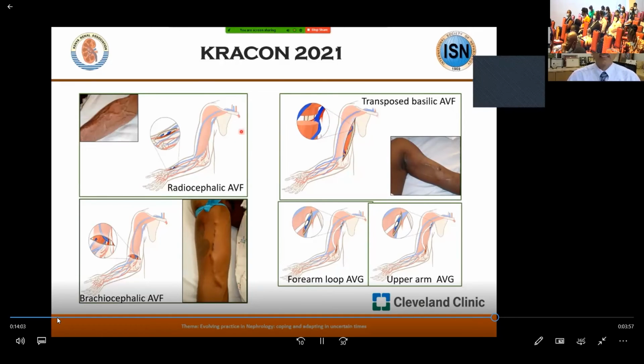And if fistula access is not possible, then a graft is the next best option, where grafts can be placed in the forearm in the form of a loop, or in the upper arm in the form of a straight segment or a loop segment, using any of the patent blood vessels. Either a basilic vein or an axillary vein, or even the brachial vein sometimes.